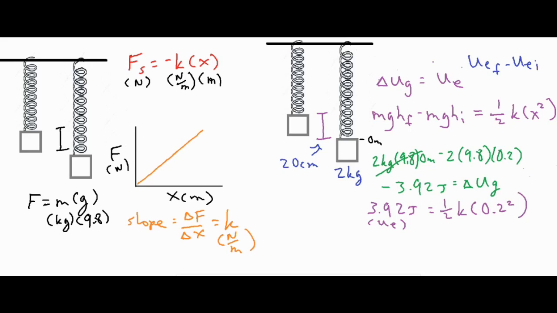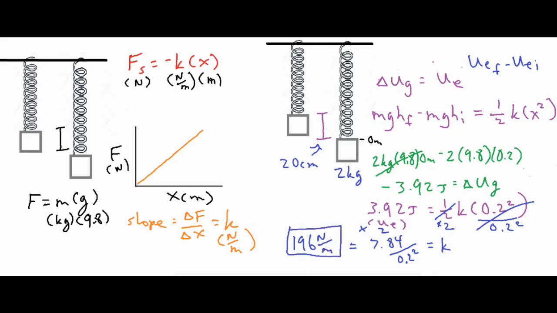So we can do 2 more steps, which is multiply both sides by 2, and then we have 7.84 divided by the 0.2 squared. That would leave us with our k value, and our k value would equal 196 newtons per meter.